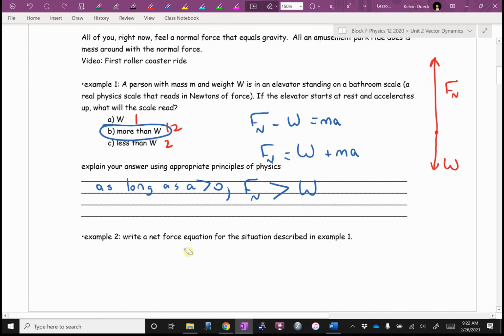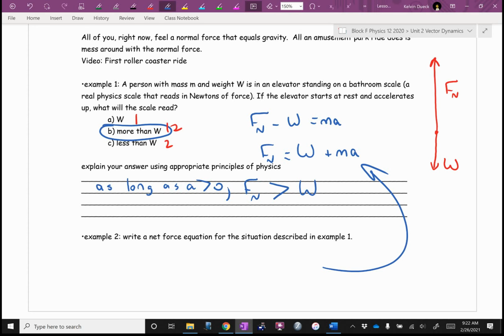Example 2 says, write a net force equation for the situation described in example 1. Done. I answered it on the fly. By the way, if we were accelerating down, which force would be winning?